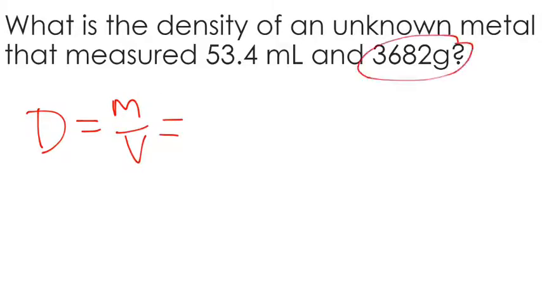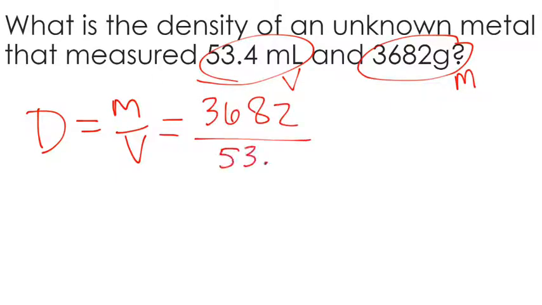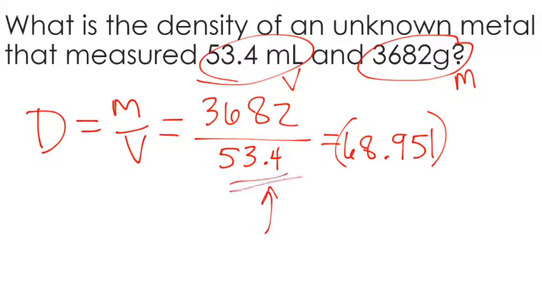You just got to look at the numbers in your problem and make sure you're getting them in the right places. This milliliters is our volume and the grams is our mass. So I just need to do this 3682 number divided by 53.4. When I do that, my calculator gives me the answer of 68.951. As always, we need to round that to have the correct sig figs. Since 3 sig figs was the least number that I started with, that means I'm going to be rounding this up to 69.0.